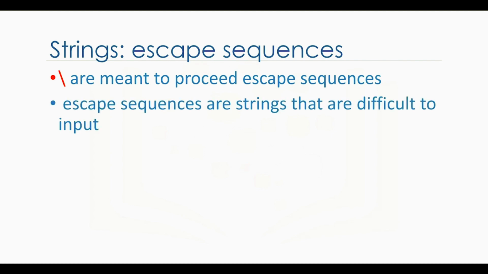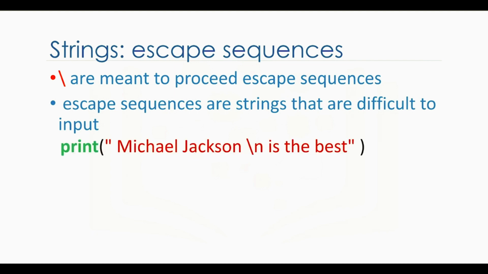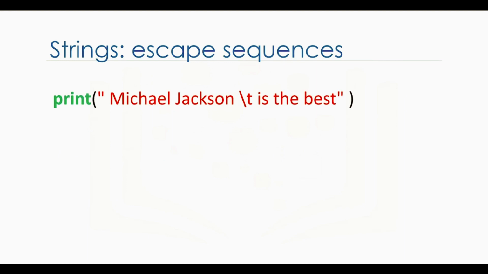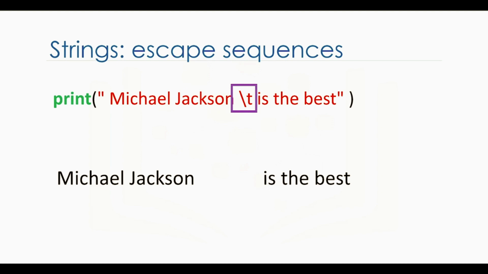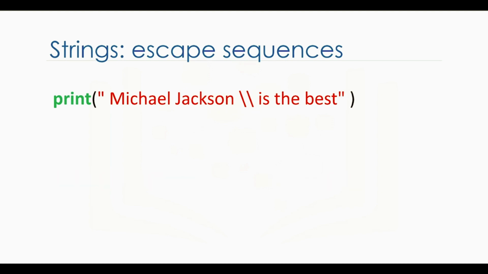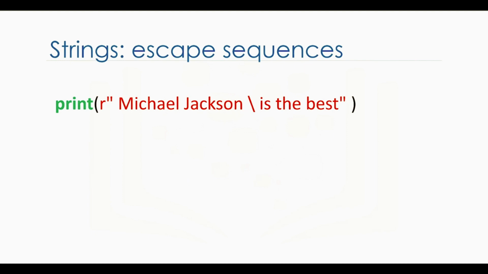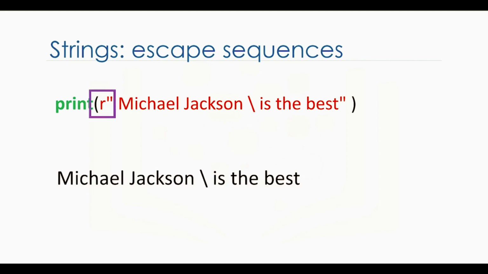Escape sequences represent strings that may be difficult to input. For example, \n represents a new line. The output is given by a new line after the \n is encountered. Similarly, \t represents a tab. The output is given by a tab where the \t is. If you want to place a backslash in your string, use a double backslash. The result is a backslash after the escape sequence. We can also place an r in front of the string.